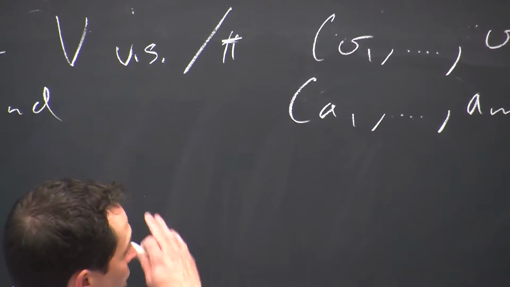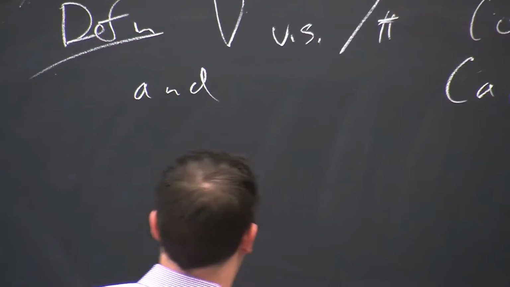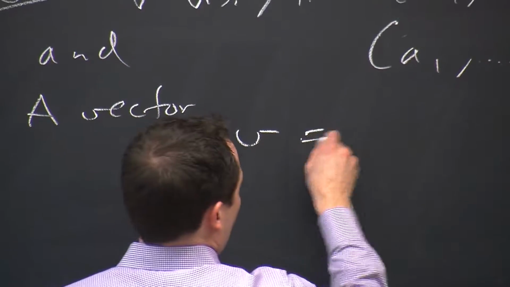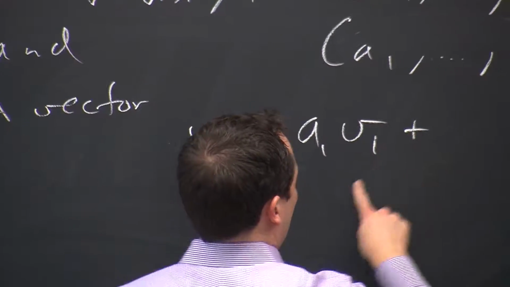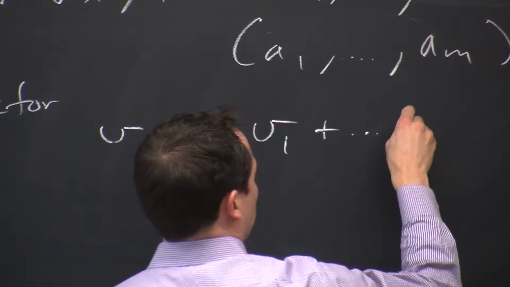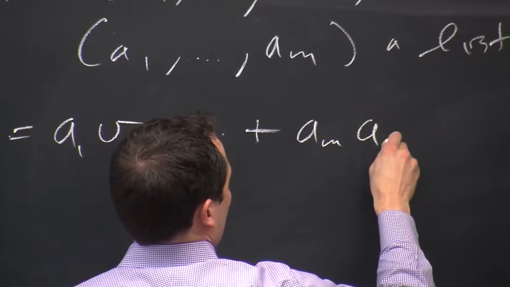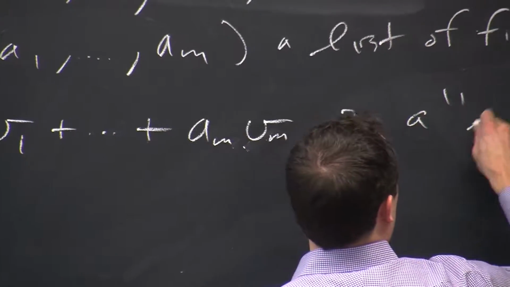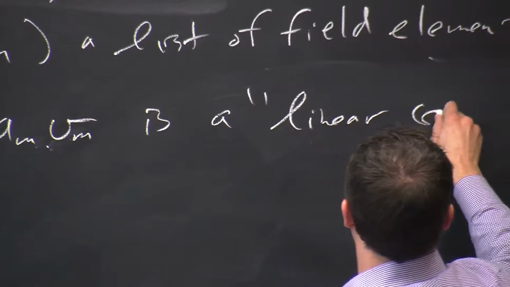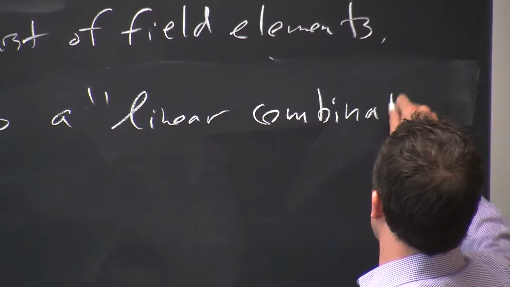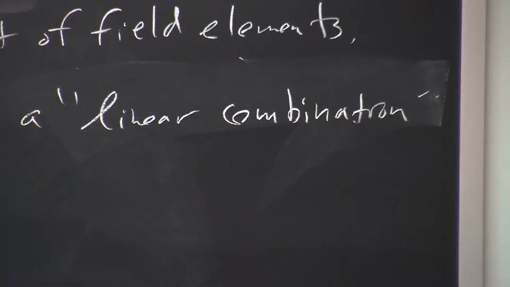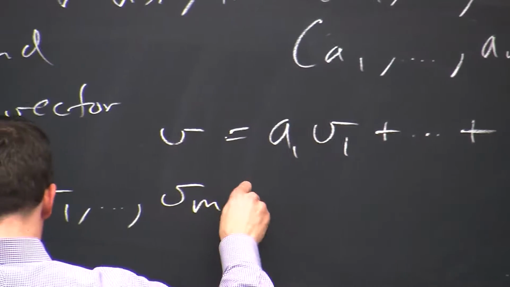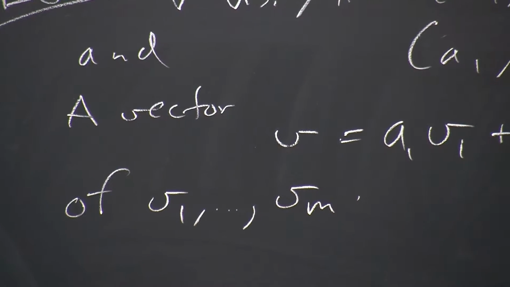So we have a matching list of vectors and field elements, and we call a vector V, which is a sum of scalar multiples of vectors by corresponding field elements, a linear combination of the vectors V1 through Vm. This is what we're defining here. Okay.